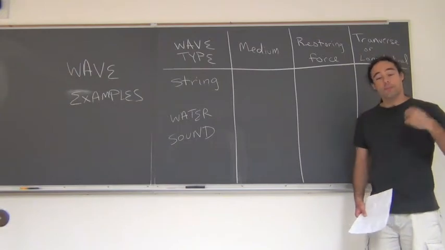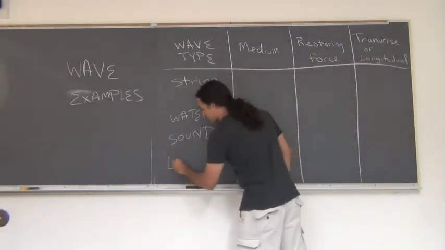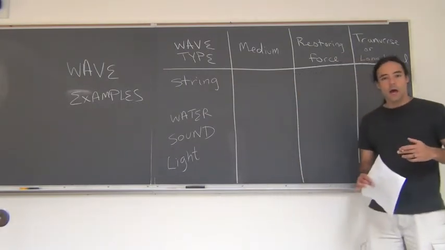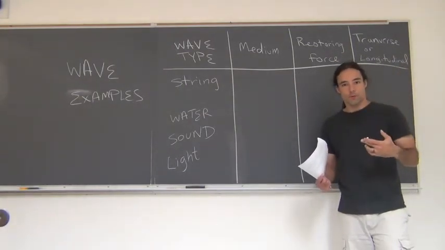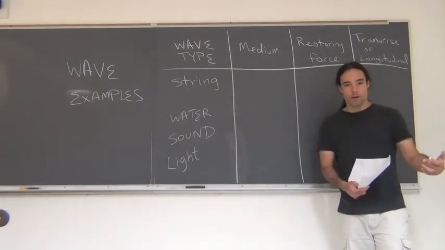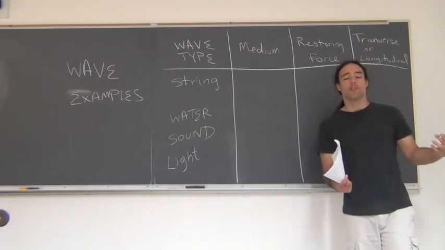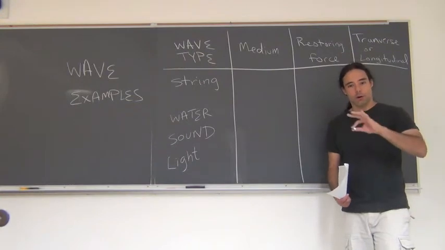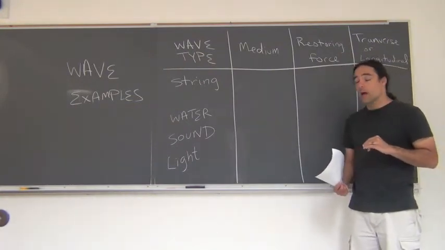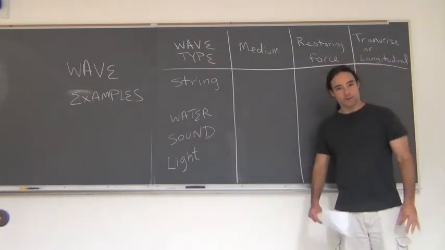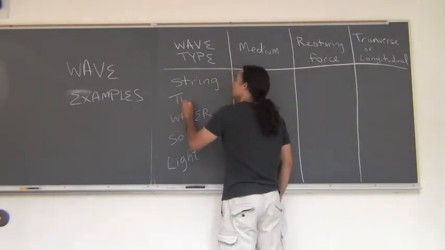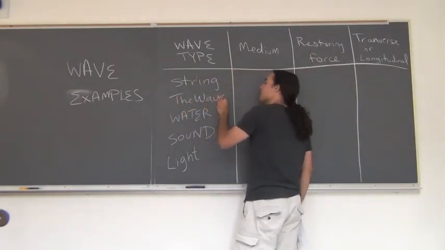We could also talk about light waves. Light waves travel through air, or in fact they can even travel through the empty vacuum of space. Light waves are a little bit of a different category. We'll talk about that in just a sec. There's also my favorite type of wave, which is the ballpark wave. Seems silly, but it is a type of wave.